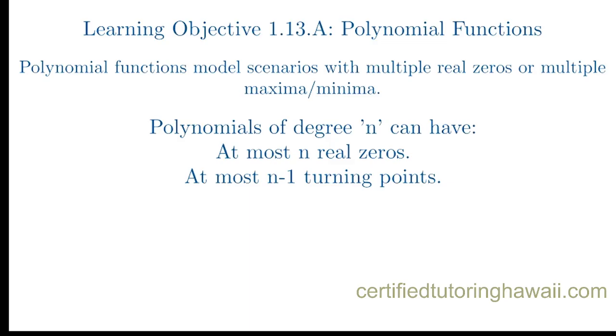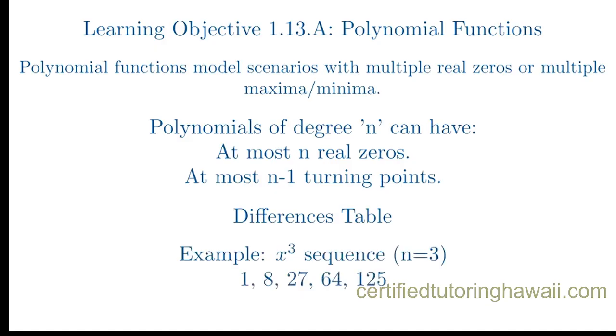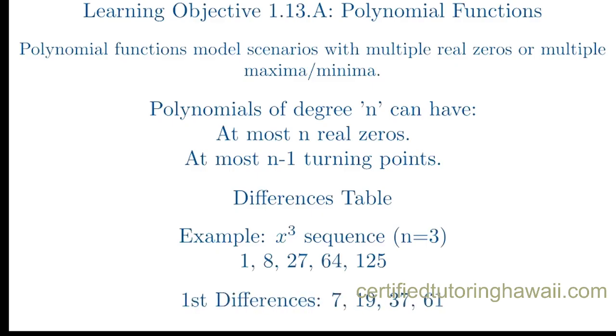There's also a powerful algebraic tool to help identify the degree of a polynomial, the differences table. The differences table is a method for finding the pattern of change in a sequence of values. Let's look at the sequence of cube numbers. 1, 8, 27, 64, and 125. Since this is a cubic function, we expect a constant difference at some level. Let's calculate the first differences. We subtract each number from the next. 8 minus 1 is 7, 27 minus 8 is 19, and so on.